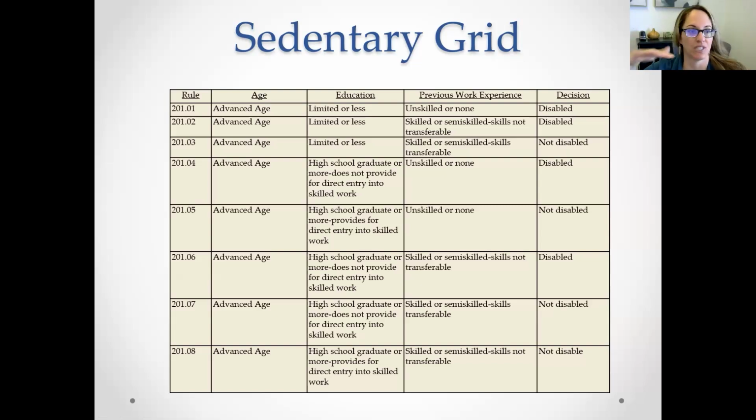This person is disabled just based on their age, their education, their past work, and the fact that they're now limited to sitting down only. So in certain situations, we can use age. They do take into account age and your past work and your education and what you're limited to in making these findings. Okay.